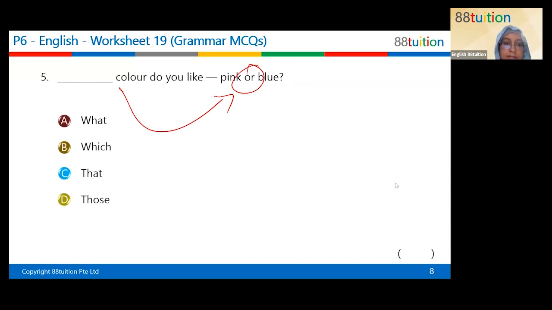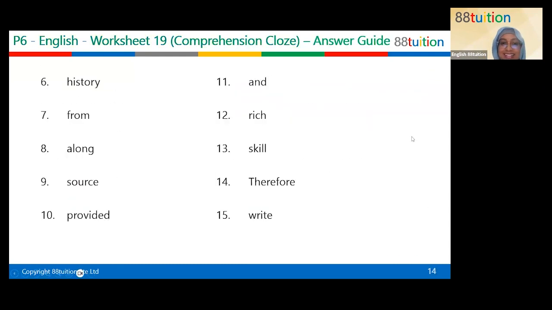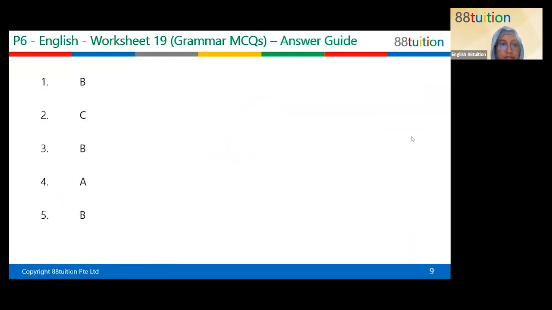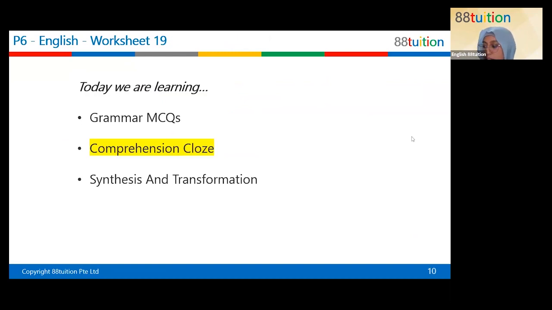Asking you for a choice. So it would be which color would you like? So this is a choice, which color between two options? So you need two options. So which color would you like, pink or blue? Okay, so grammar MCQs all done already.